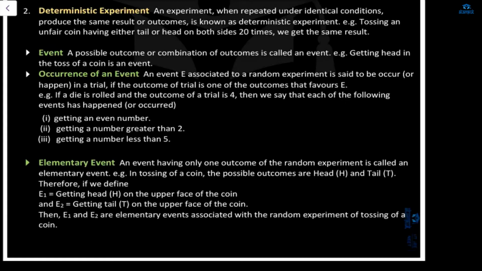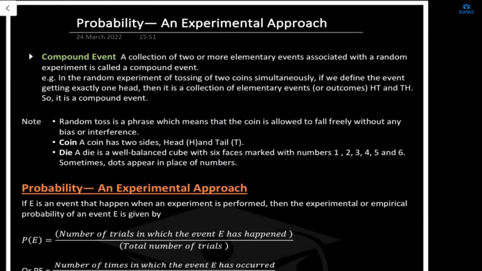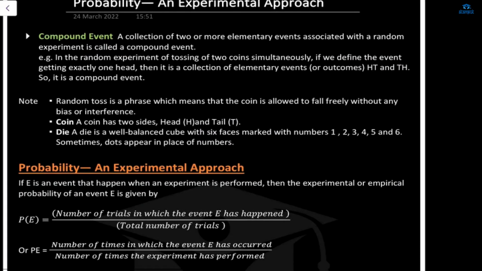Yes. Okay. So here, head and tail individually are elementary events associated with the random experiment of tossing a coin. Now, compound event. A compound event is a collection of two or more elementary events associated with the random experiment.